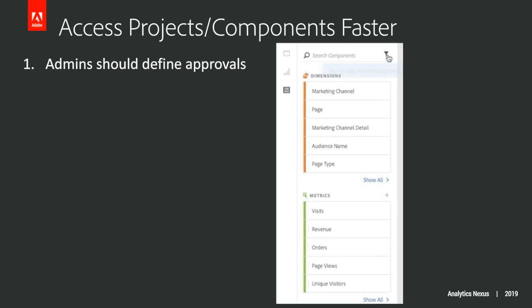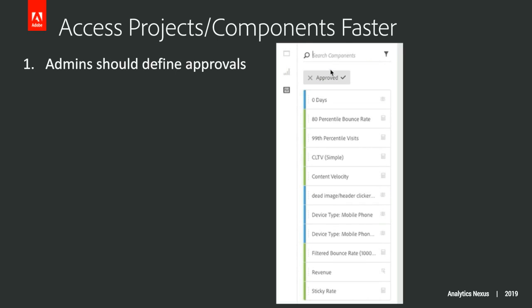The first recommendation when it comes to accessing your projects and components faster is to take advantage of the approved tag within your components. Now, this is actually a recommendation for those of you that have admin control out there. And for those of you that don't have admin control, perhaps it's something that you can recommend to the admins at your company.